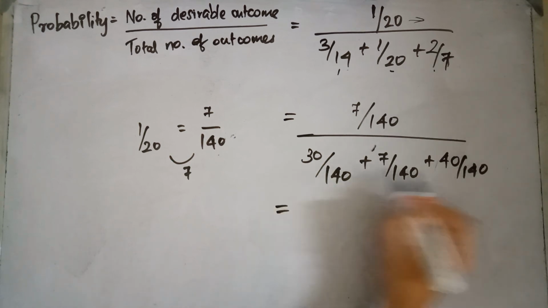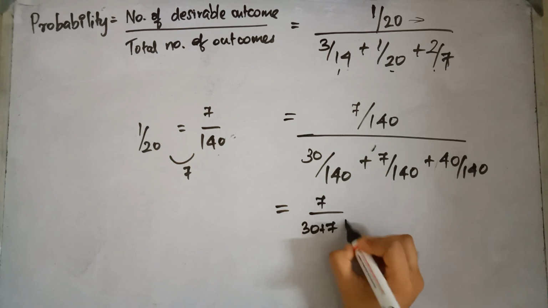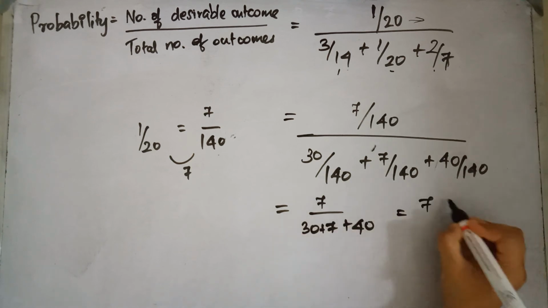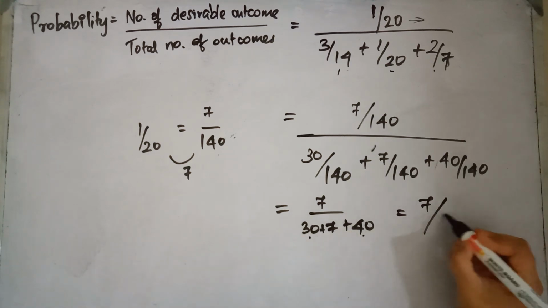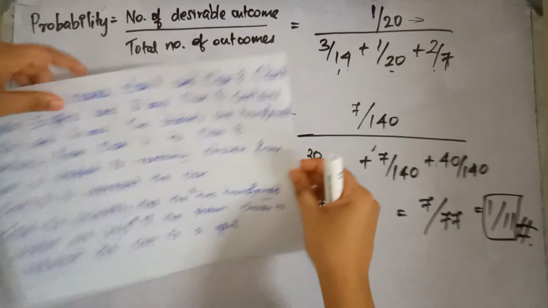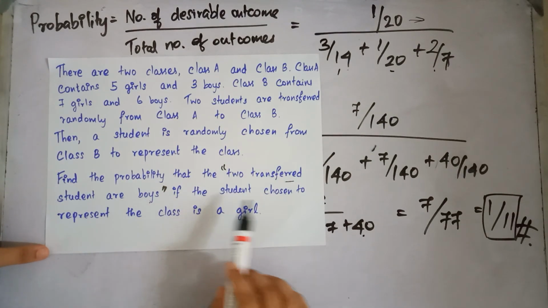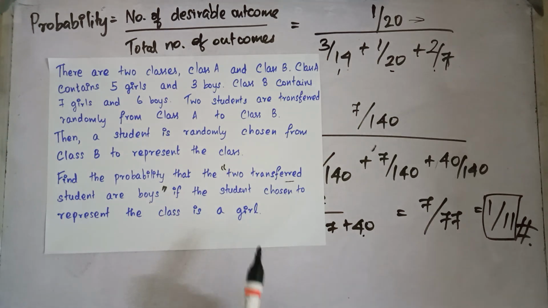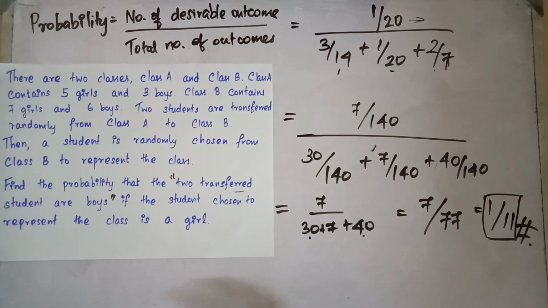And this will give me, on cancelling all of the denominators, 7 by 30 plus 7 plus 40. It's a weird fraction, but this is the answer. We have 77. So this gives me 1 by 11. So 1 by 11 is the probability that both of the transferred students are boys, with the condition that the student chosen to represent the class is a girl. So I hope you could understand whatever I had told all this time.